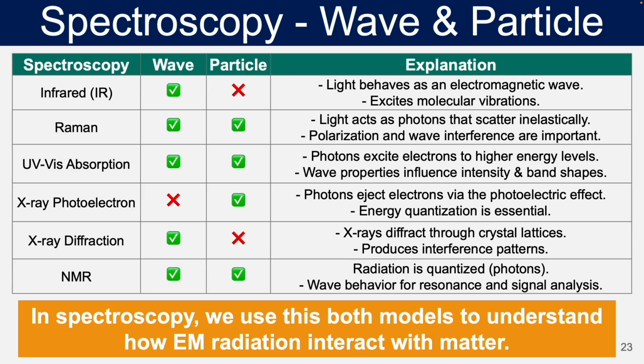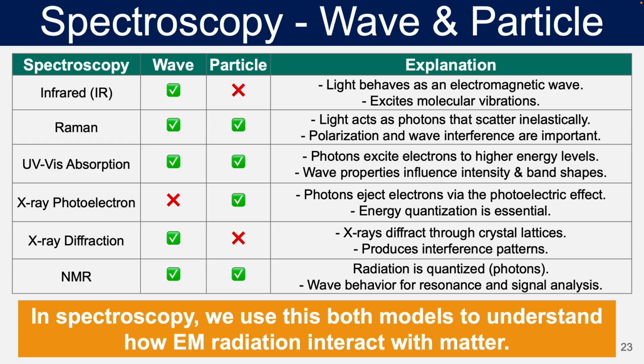Now let's bring this back to spectroscopy. Different spectroscopic techniques emphasize different aspects of light. Infrared spectroscopy: mainly wave-like. The oscillating electric field couples with molecular vibrations, so we describe it in terms of frequency and wavelength. Raman spectroscopy needs both. The photon view explains inelastic scattering, but the wave view is essential for polarization and interference.